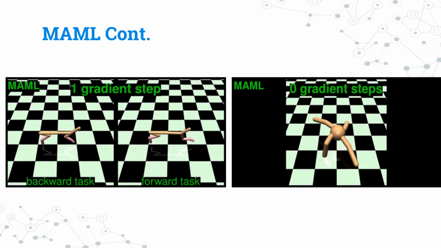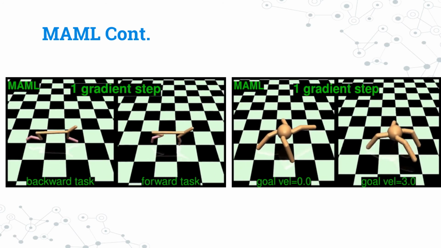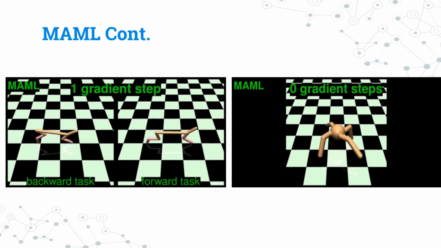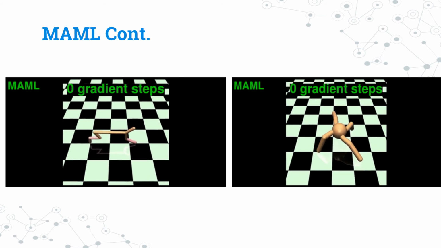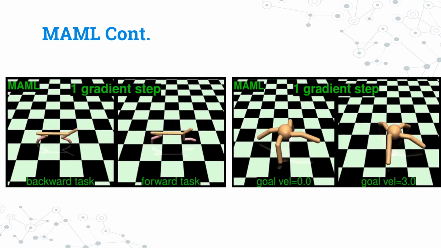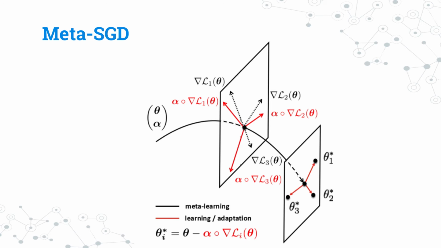Any other questions? So there's another very similar method. You might get confused between this and the previous one because they look almost the same. It's a very similar idea, but this is called Meta-SGD. It's basically the same idea as MAML, but they have this added alpha parameter.